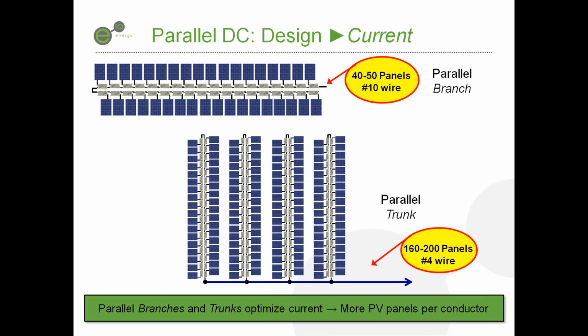Each one of those number 10 branches comes back and feeds into a trunk line that gets connected with a set of MC4s through an inline fuse that's fused at 30 amps. And that number 4 wire can then take however many branches it can carry in order to maximize its ampacity, which we'll get into is about 96 amps. And if you're maximizing each trunk, you're probably doing about 4 branches per trunk.